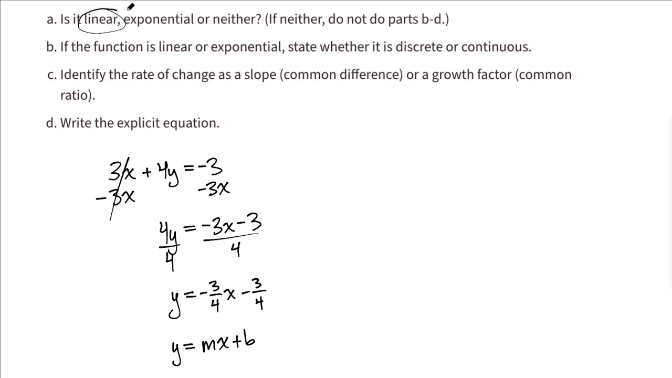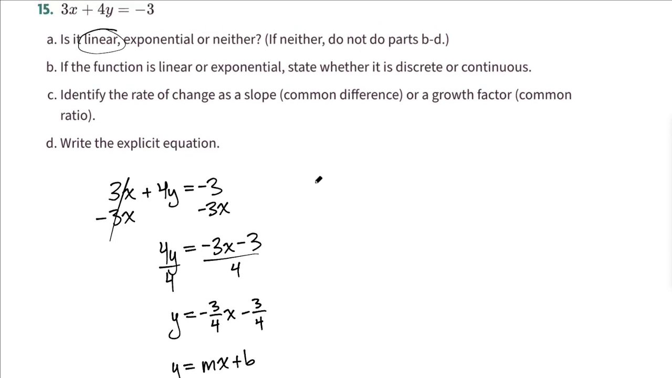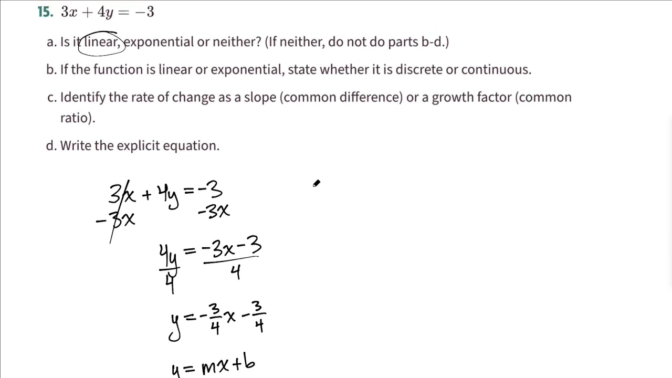And then we want to state whether it is discrete or continuous. We don't really have any information here. We don't have any contextual information about what this equation represents. So typically, then we can make some guesses just based on variable choices. And here we have x as a variable. And x is generally used when we have a continuous function. But really, without a context, there's no way of really knowing.